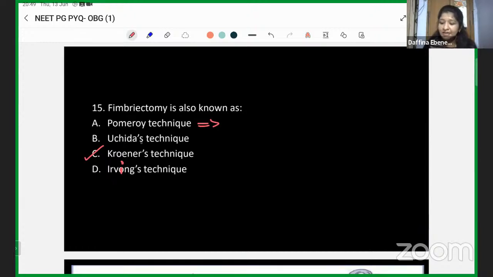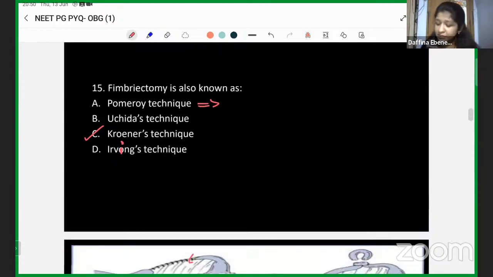Okay, Uchida's technique and Irving's technique are more or less similar. Only thing, in Uchida's technique, you catch hold of the fallopian tube, cut off the muscular layer from the serosa, and then bury that end in the broad ligament. Whereas in Irving's technique, no muscular layer is cut off. Directly, you ligate the fallopian tube, bury the proximal end in the myometrium and the distal end in the broad ligament. Okay, these are different forms of tubal ligation.